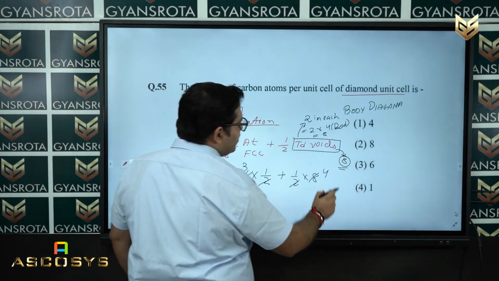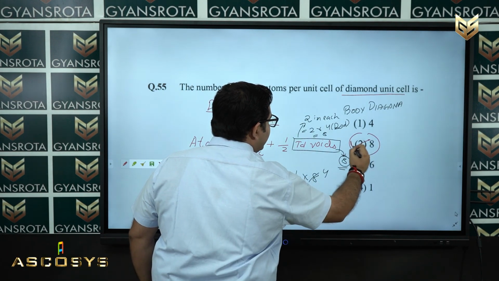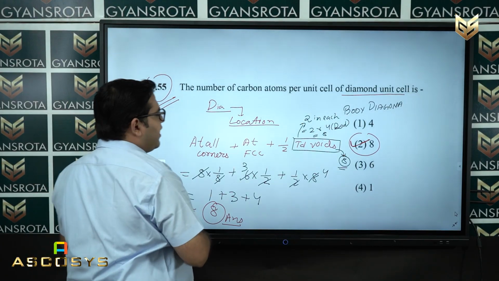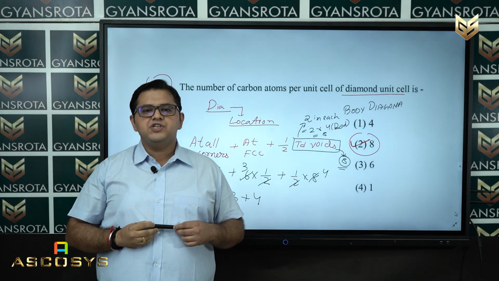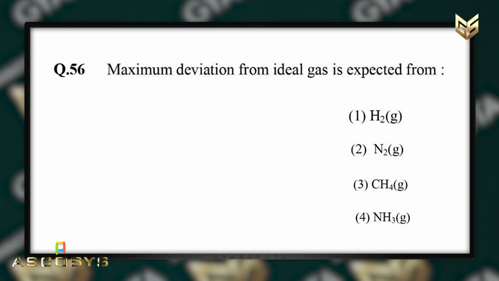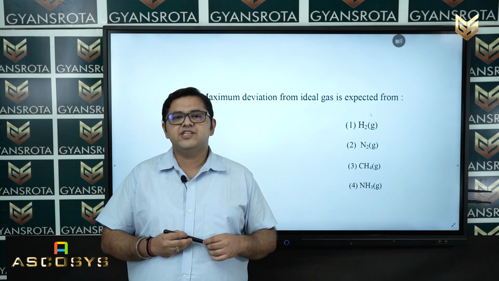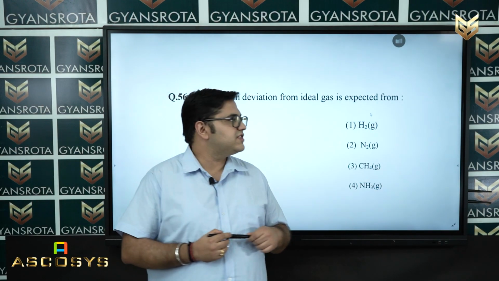If you see among your 4 options, option number 2, that is 8, is the correct answer of question number 55. So now we are moving to the next question, that is question number 56. Question number 56 is on your screen. Maximum deviation from ideal gas is expected from. This question comes from states of matter of your class 11 NCERT. So now we are moving to the solution part.